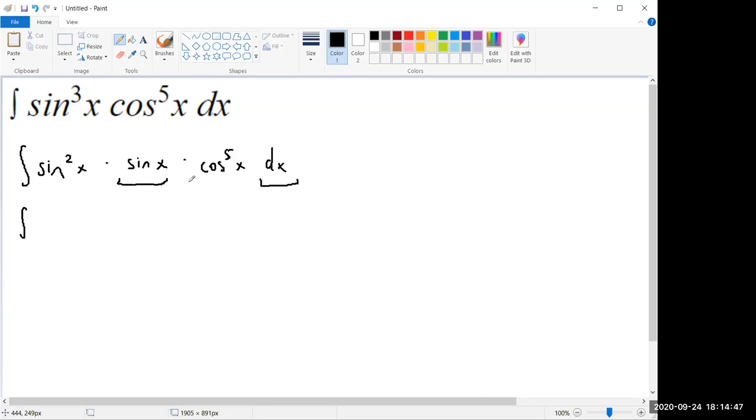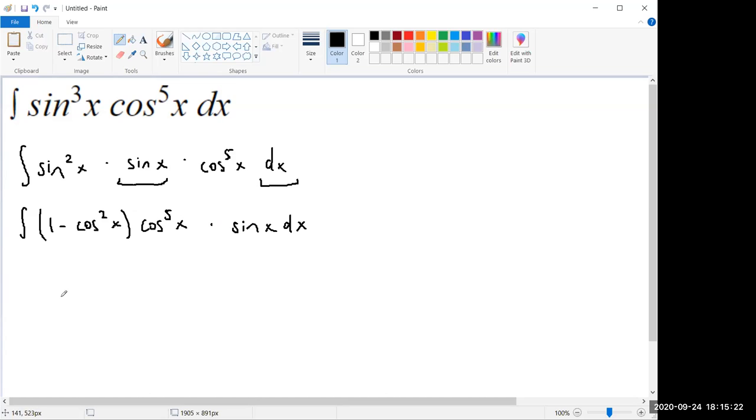So the cosine to the fifth power is fine because that's already in terms of cosine. But we need to rewrite sine squared to also be in terms of cosine. So that's 1 minus cosine squared. And then we have cosine to the fifth of x. And then here we're going to have sine of x dx. All right. So at this step, we can go ahead and do our u substitution.